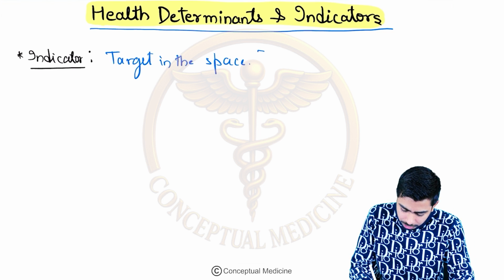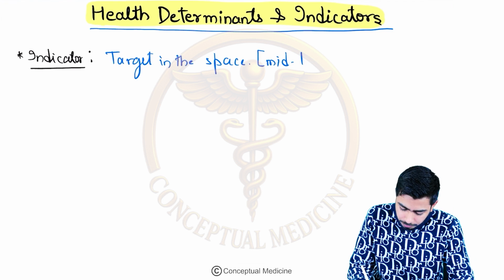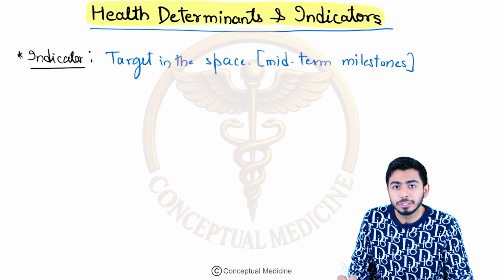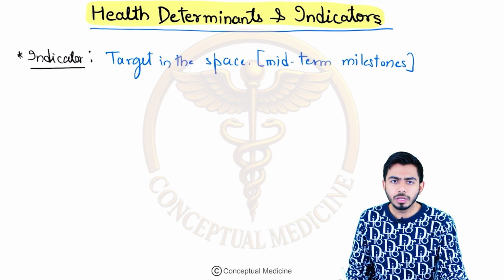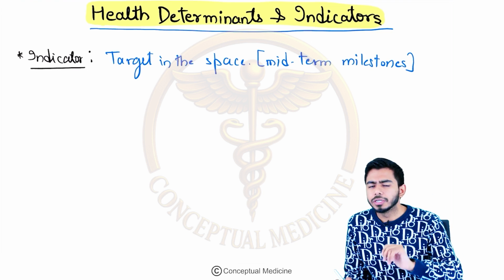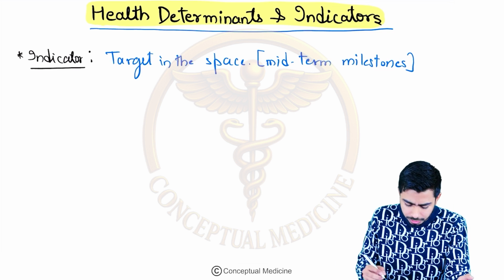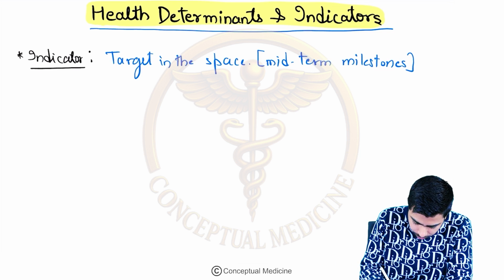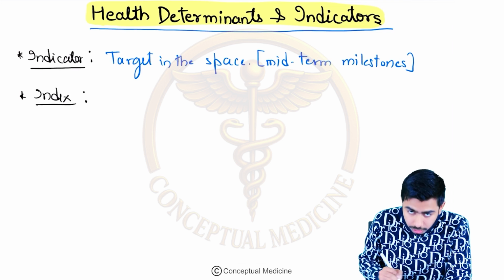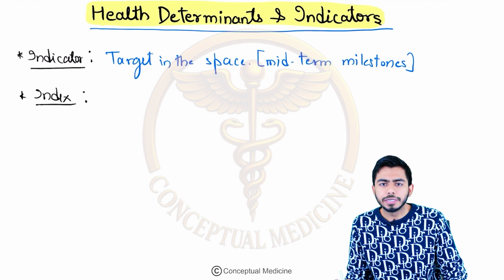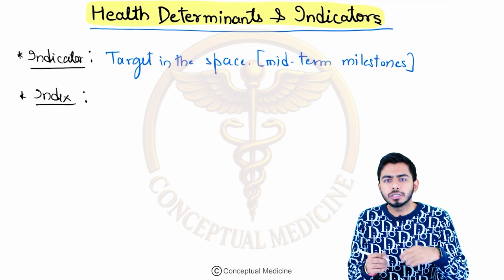Right? Basically these are the mid-term milestones. That's what the book says. These are the mid-term milestones. Okay, fine. So there are several kinds of indicators they are telling. Now there is one more important term which we need to understand, that is the index. So what is this index now? If you combine all the indicators, that will become the index.